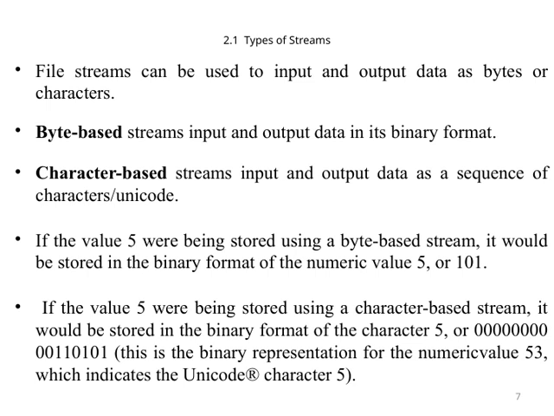For example, if we store the number 5 in a byte stream, it would be saved as its binary representation, which is 101. On the other hand, character-based streams handle data as a sequence of characters, or Unicode. So if we store the number 5 using a character stream, it's stored as the character 5. In binary, this character 5 is represented as 0110101, which is the Unicode or ASCII code for the character.